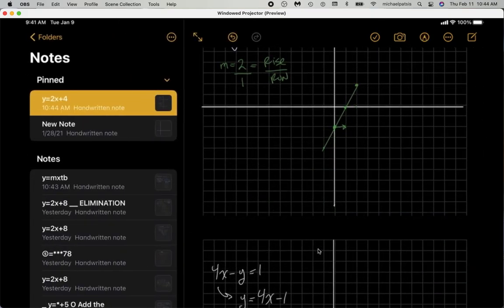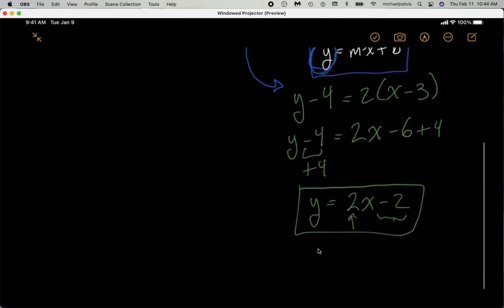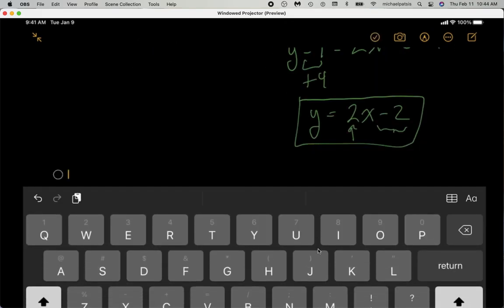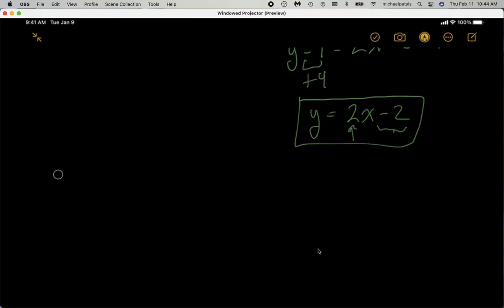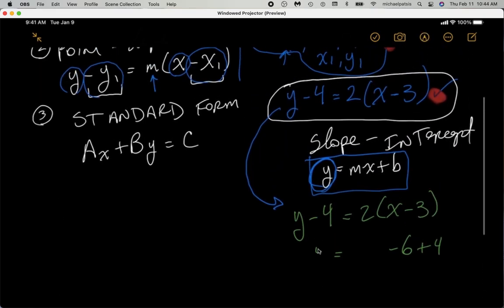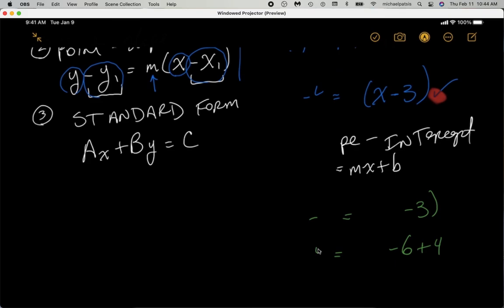Now, the third form of an equation is referred to as the standard form. And quite frankly, I'm not really sure where that name comes from. But let me just clean my screen up a little bit here. The standard form is written in this format: ax plus by equals c. And c is a constant.